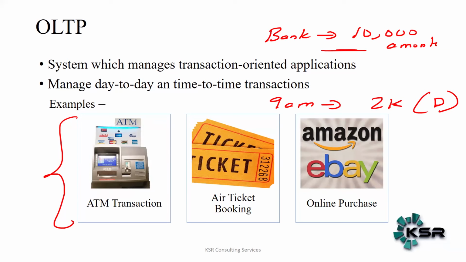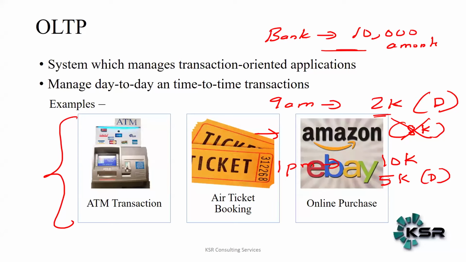So what happened? Just imagine the situation, okay? Yesterday, it was a Bakrid government holiday. So the moment I withdrew 2K, my new balance should have been 8K. But it did not happen. Even at 1 o'clock in the afternoon, my balance was still 10K. So I withdrew another 5K.